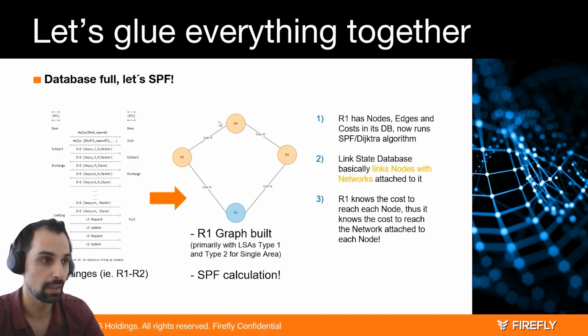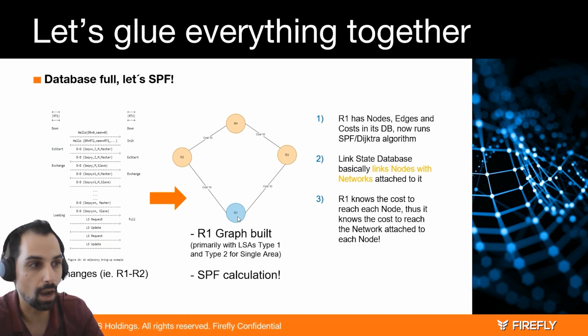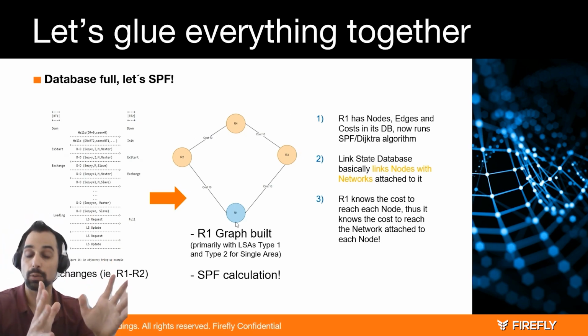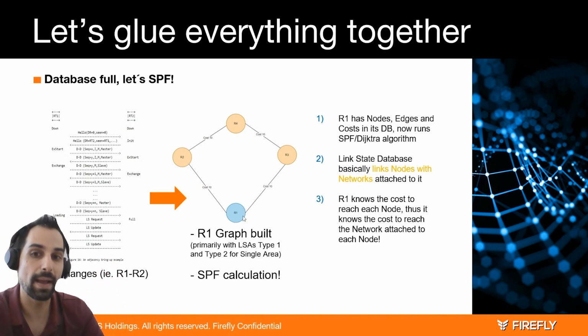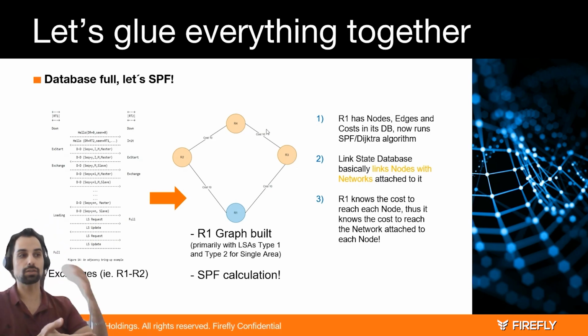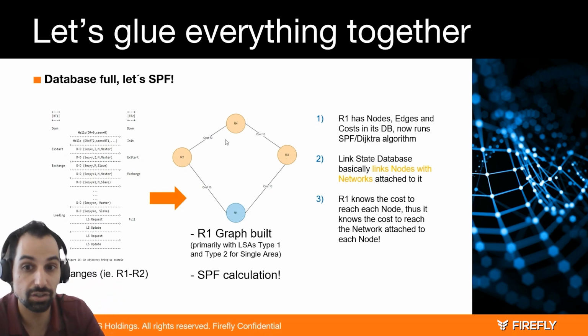So as I already know from R1 what's my best cost from R1 to R2, or from R1 to R4, or from R1 to R3. In this case, this is very simple, but let's suppose I have a more complex network. Doesn't matter. R1 has the network topology built, and it will know the best path to reach each of the nodes. And because of the LSAs, it will know the networks attached to each of the nodes. So basically, I know the cost to reach my node. I will know the cost to reach each of the networks attached to each of the nodes.